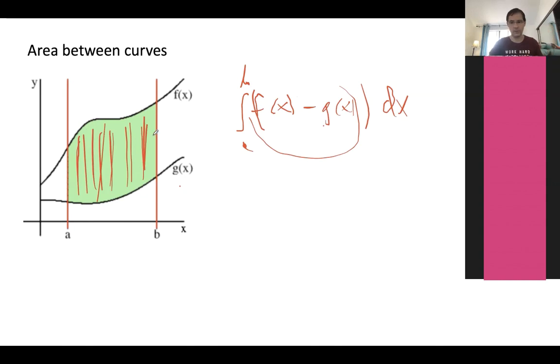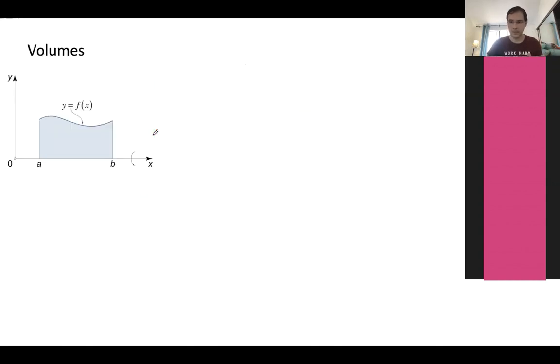But the interpretation of this is that this definite integral of f minus g is exactly the area between those two functions. And last section about volume, the idea is very, very nice. So we have some function f given. This is my function f.